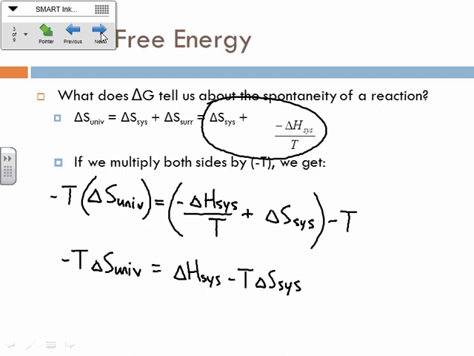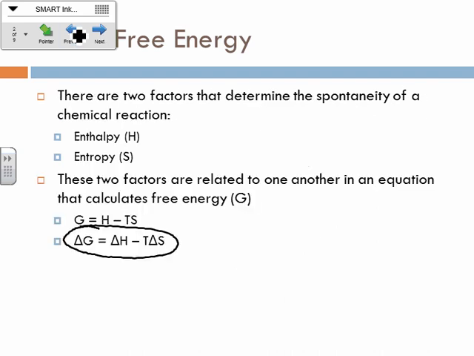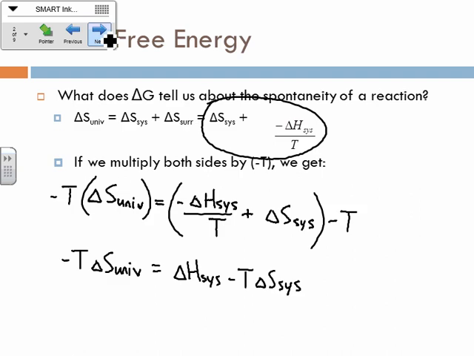Why did I do that? What's the point of any of that? The reason I did that is because over here, delta G equals delta H minus T delta S. And this delta H is also for the system, and this delta S is for the system. If it doesn't say, then you assume it's for the system. Okay? So look, that's the same as this equation right here. So what I just said basically is that this negative T times the delta S of the universe is equal to delta G.